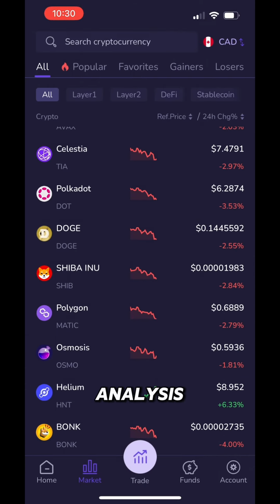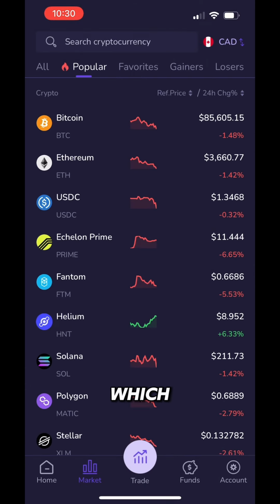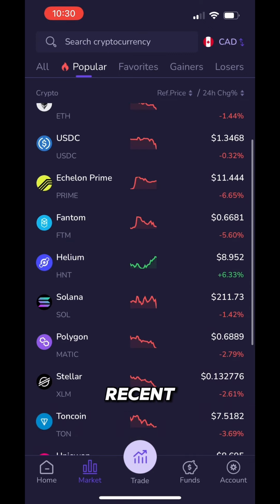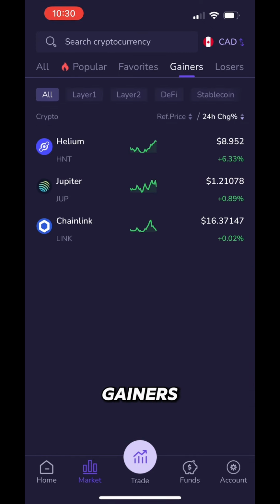For a deeper analysis, check out the Popular tab, which indicates which coins have the most trading volume on our platform. For recent price changes, check out gainers and losers.